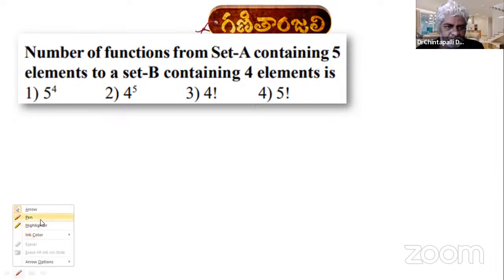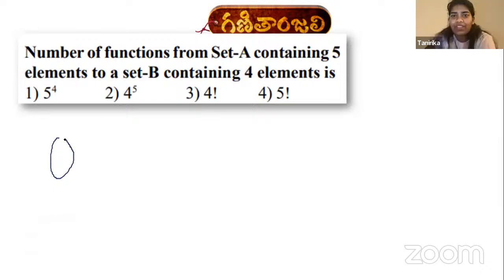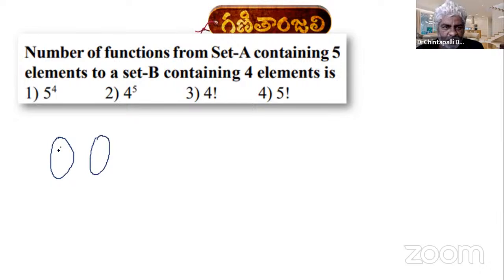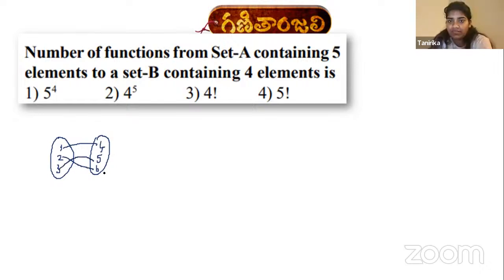See, I know it in the graph model and the Venn diagram. 1, 2, 3, 4, 5, 6. This is a function, right? Yes, sir. But this is not a function, because one has two images. That's why it is not a function.